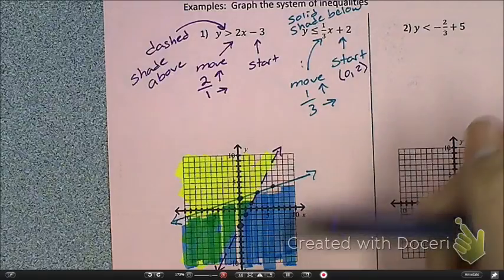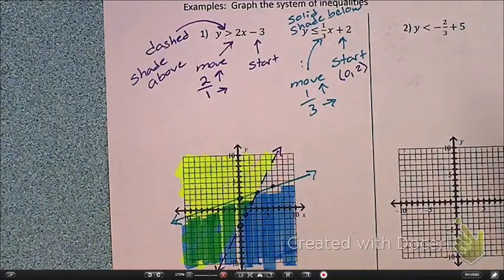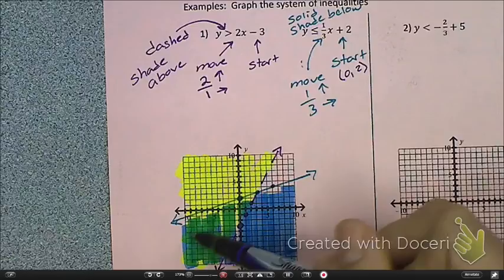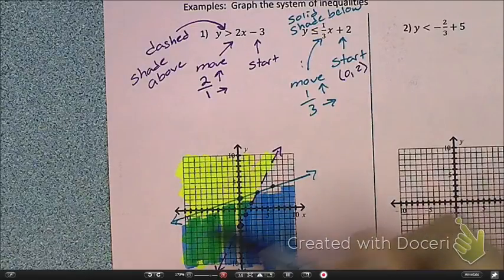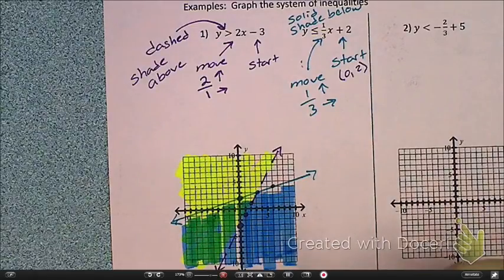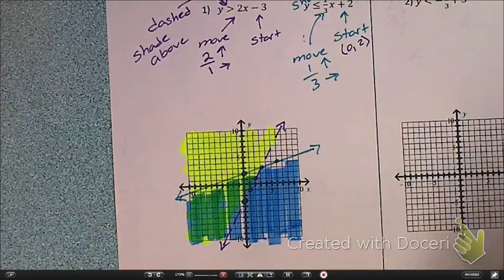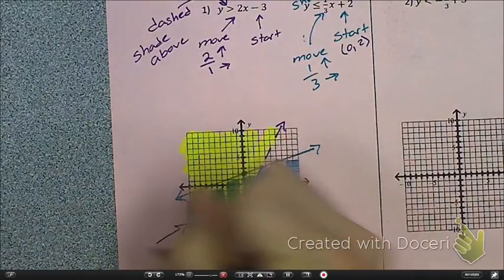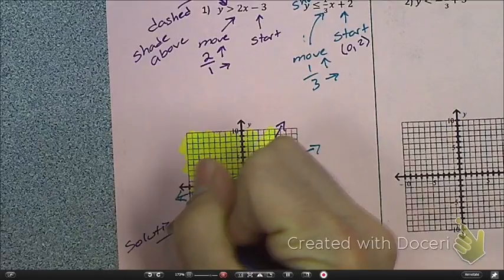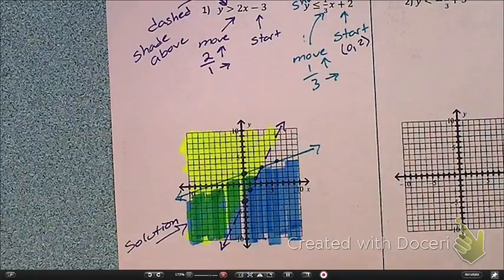So the blue was my new color. Where the blue and the yellow meet to make this green, that is my solution area. Everything in here is a solution, because all of those points make both of those statements true. Try number 2 on your own.